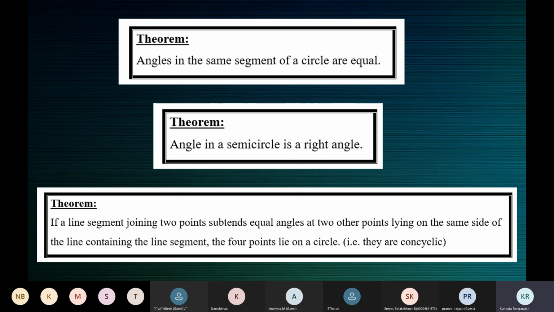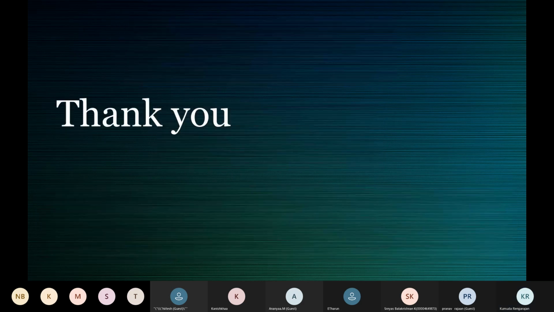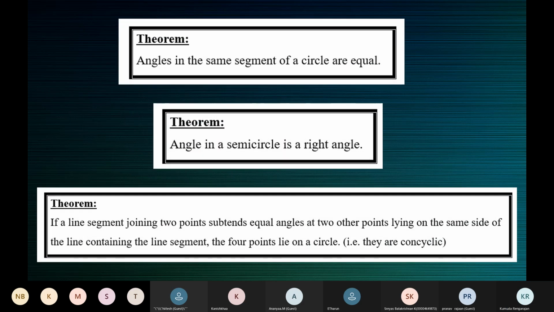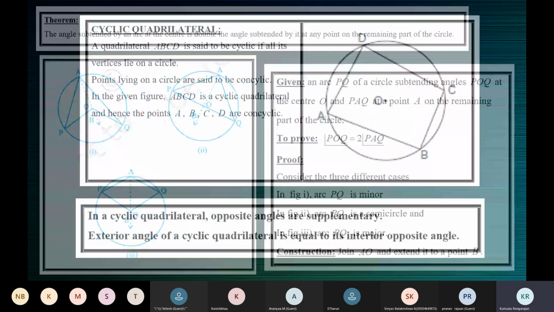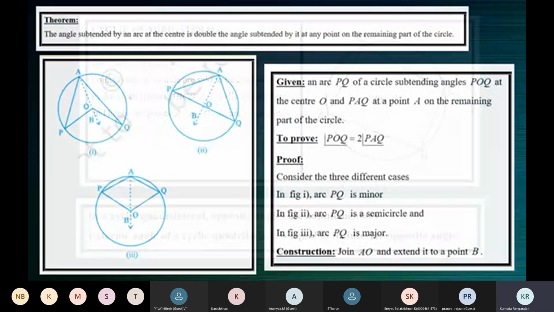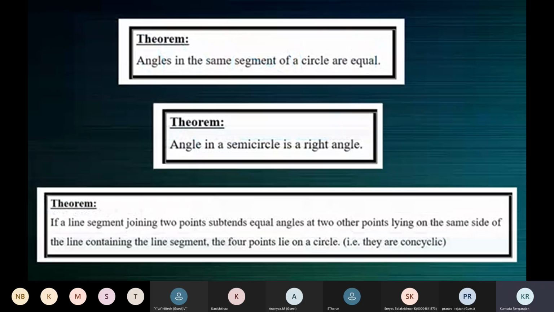So here, angles in the same segment of a circle are equal. I'll explain that. Angle in a semicircle is a right angle. And the last one I'll tell you when I explain. Take a screenshot. Done, children. So you are expected to complete from here. 1, 2, 3.